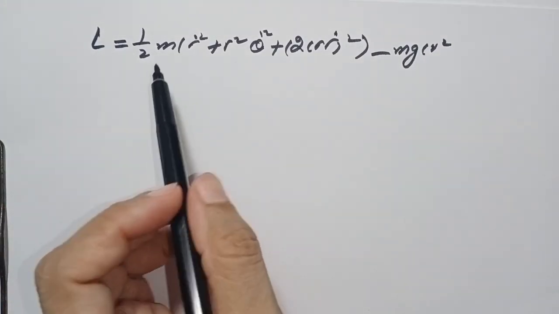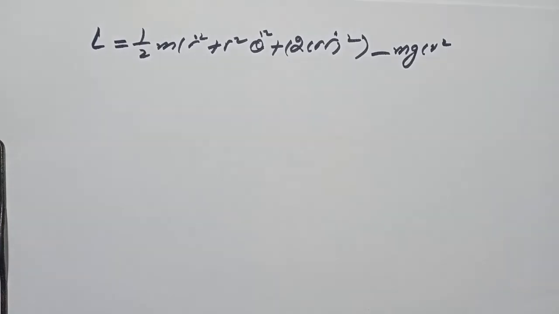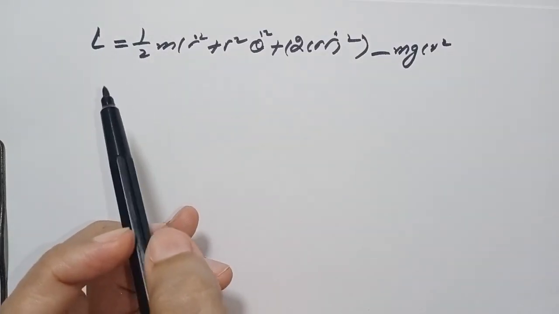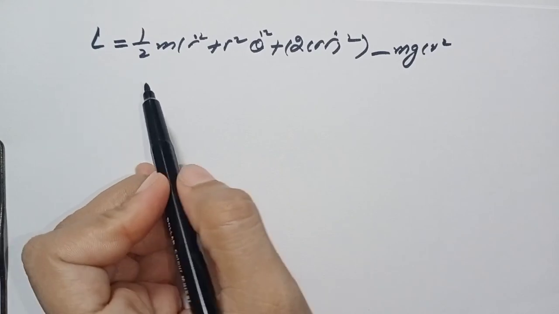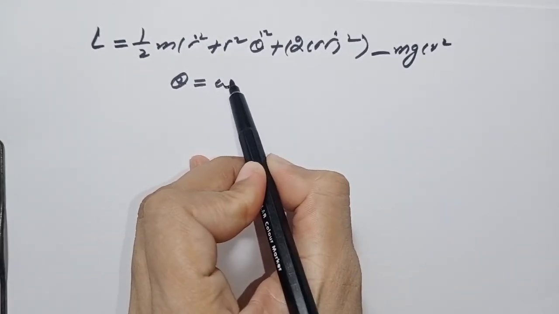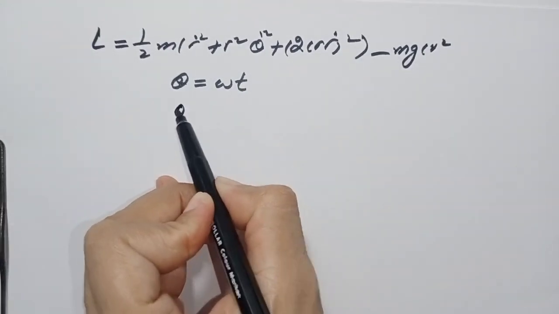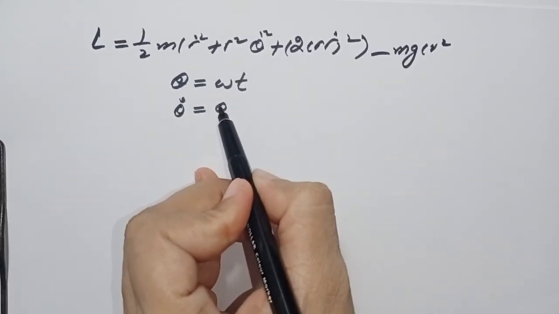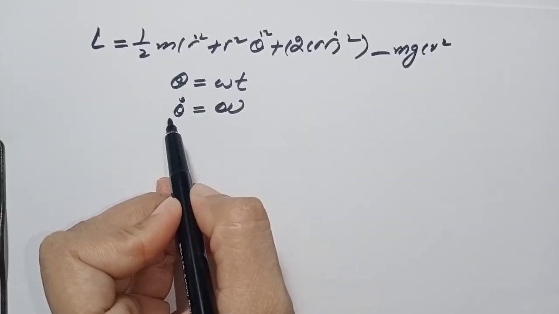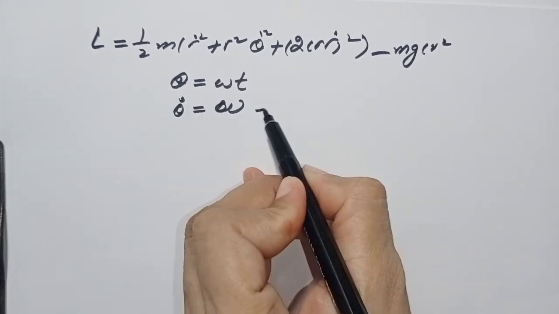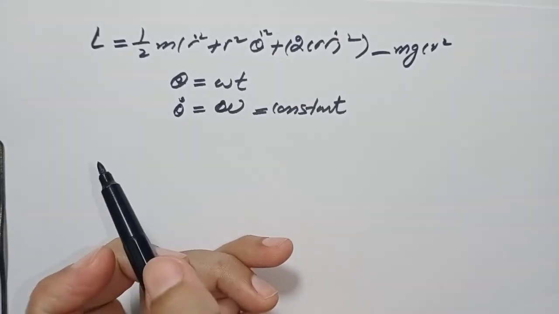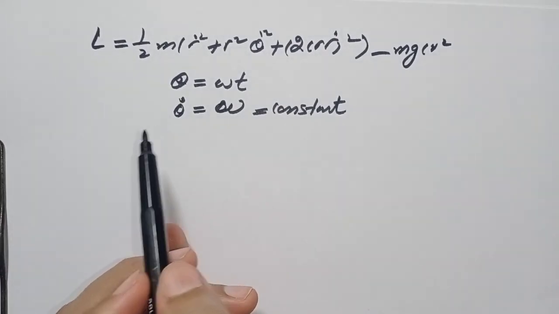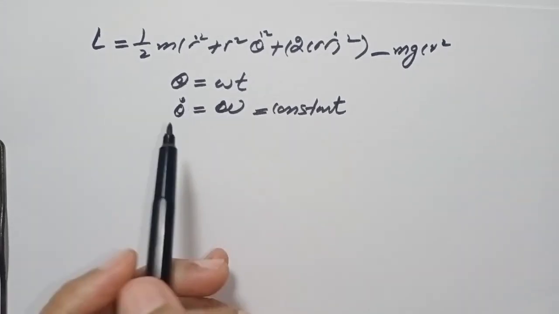We can see the Lagrangian is in two generalized coordinates, r and theta. So there will be two equations of motion with respect to r and theta. And also the wire is rotating with constant angular frequency omega, so we can link theta with omega t. Theta dot, which is d theta over dt, will be omega, and omega is constant. The wire is rotating with constant angular frequency omega. So if it is constant, then its time derivative will be zero. So it means theta double dot will be zero.